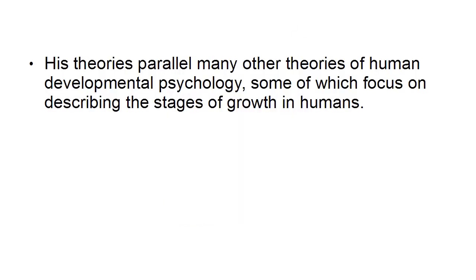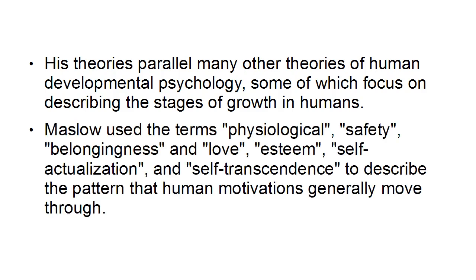And his theories parallel many other theories of human developmental psychology, some of which focus on describing the stages of growth in humans. And Maslow used the terms physiological, safety, belongingness and love, esteem, self-actualization, and self-transcendence to describe the pattern that human motivations generally move through. And often this is described in a pyramid. So let's just take a look at that.